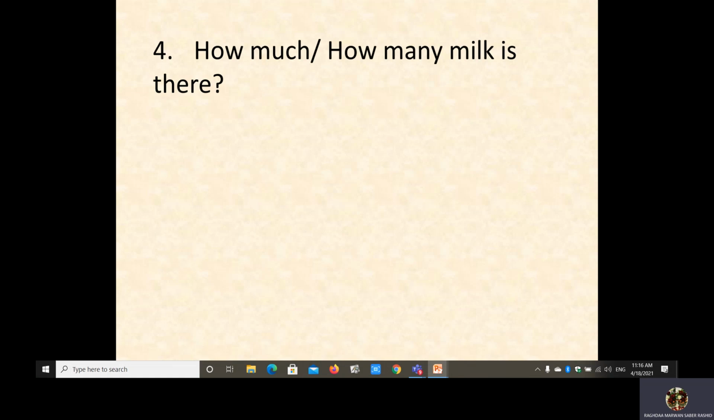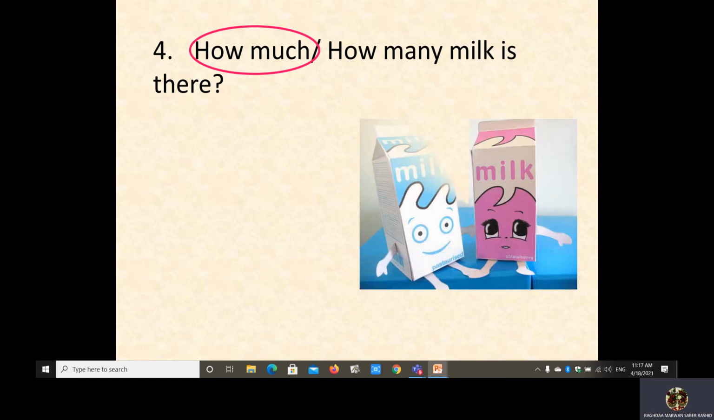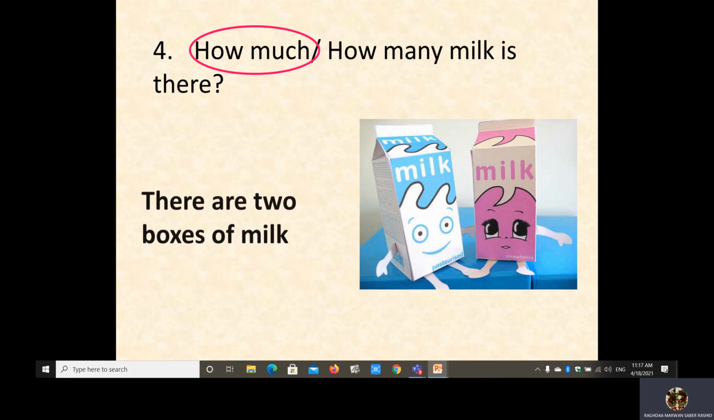How much or how many milk is there? Milk, countable or uncountable? Of course, it's an uncountable noun. In this case, we ask with how much. How much milk is there? And the answer? There are 2 boxes of milk or 2 cartons of milk, okay?